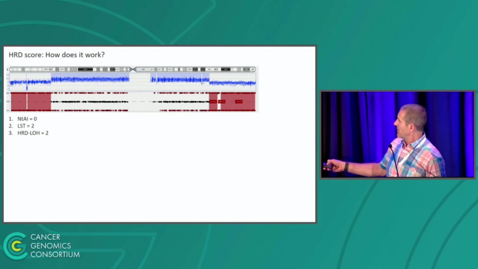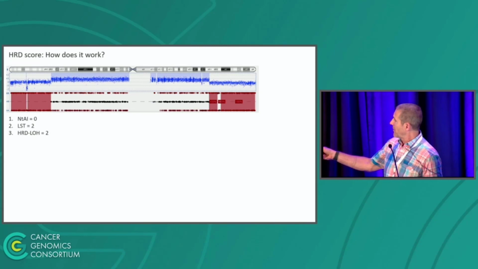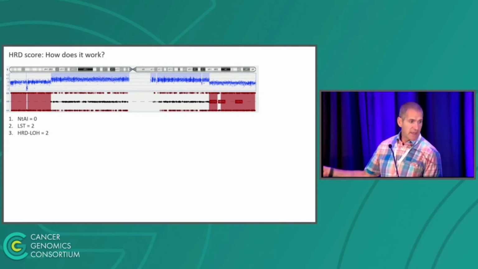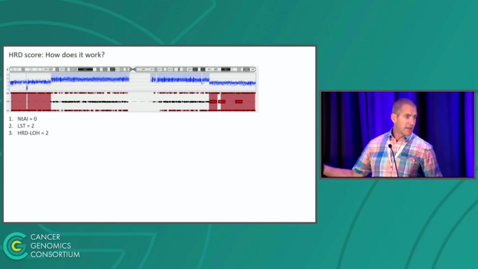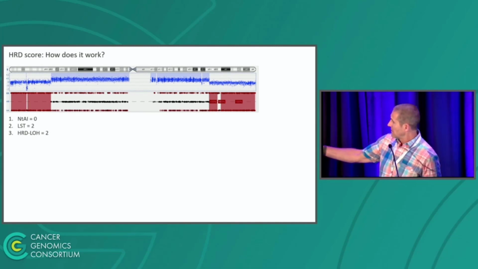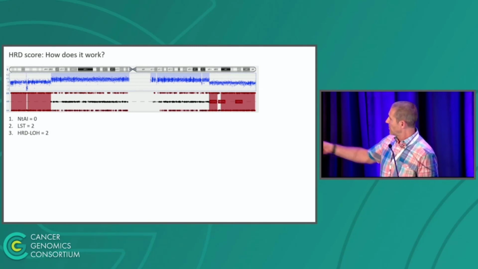So in this case, for the HRD score, the telomeric imbalances here, we have 0. You can see a normal copy number at the ends of the chromosomes here and here. The large state transitions are 2, so you have 1 here and 1 here. And then the LOH score is also 2. You have 1 here and 1 here. This is too small to count as a separate one.